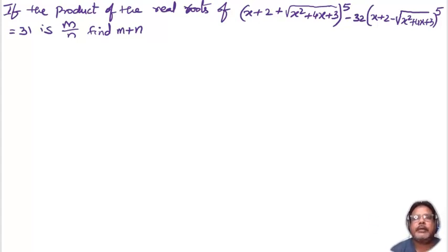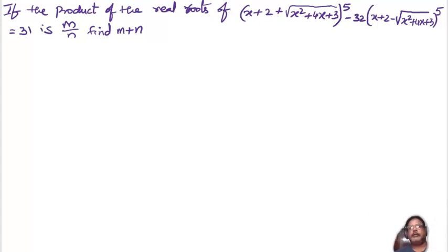If the product of the real roots of (x + 2 + √(x² + 4x + 3))^5 − 32(x + 2 − √(x² + 4x + 3))^5 is 31. If the product is in the form of m/n, find the value of m + n.